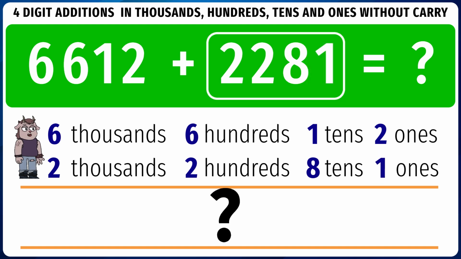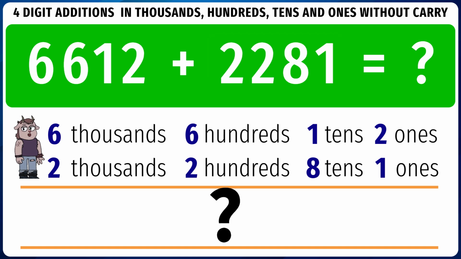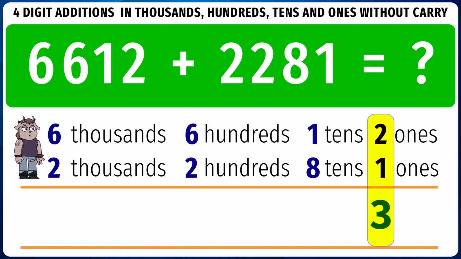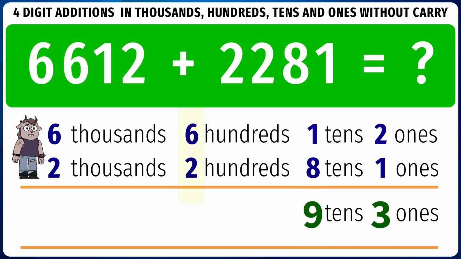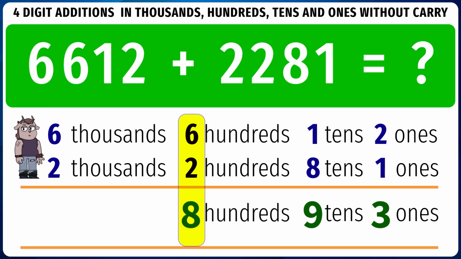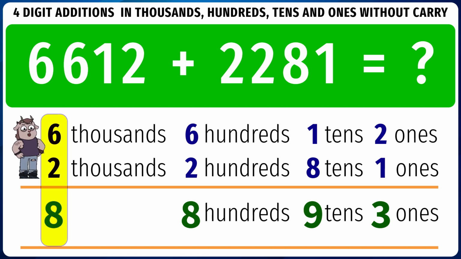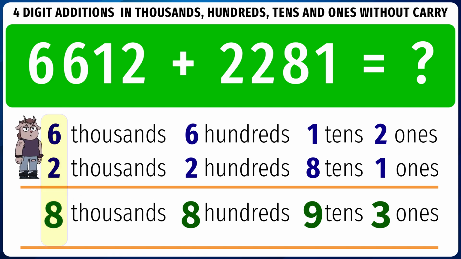We do addition by adding the ones together, then the tens together, and so on. Adding ones, we have 2 plus 1 is equal to 3 ones. Adding tens, we have 1 plus 8 is equal to 9 tens. Adding hundreds, we have 6 plus 2 is equal to 8 hundreds. Adding thousands, we have 6 plus 2 is equal to 8 thousands.